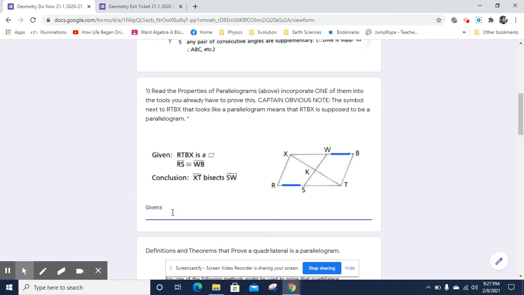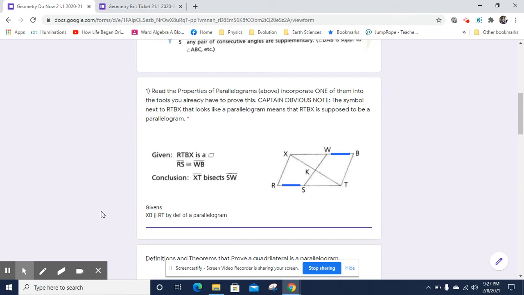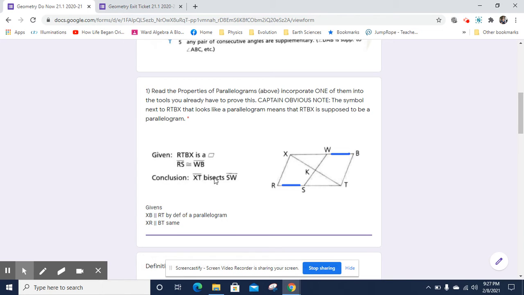Since it's a parallelogram, XB and RT are parallel. So XB is parallel to RT by definition of a parallelogram. Okay, opposite sides are going to be parallel. Now, you also know that XR is parallel to BT. Same. Okay. Now, that gives us some really useful information about these two triangles.